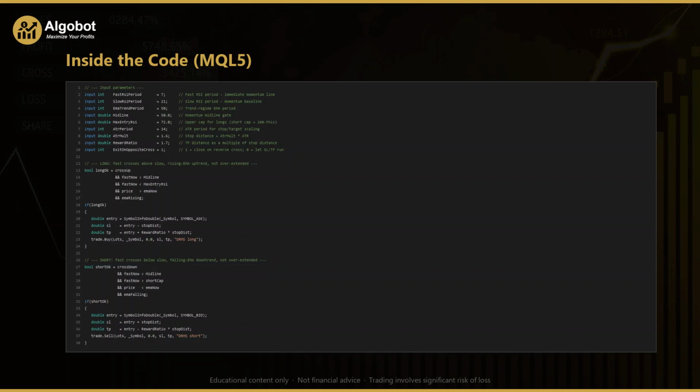The short block below is the exact mirror. Short OK requires cross down, the fast value below the midline but above the mirrored lower cap, price below the EMA, and EMA falling. When that's satisfied, the stop is placed above the entry, the take profit below it, and trade.sell opens the position. Same structure, opposite direction.